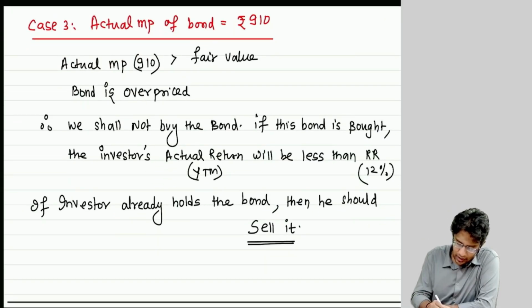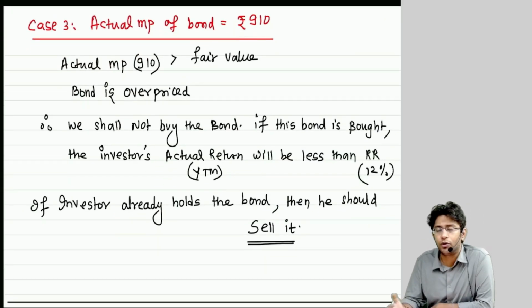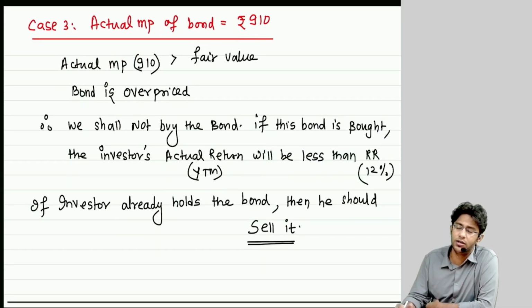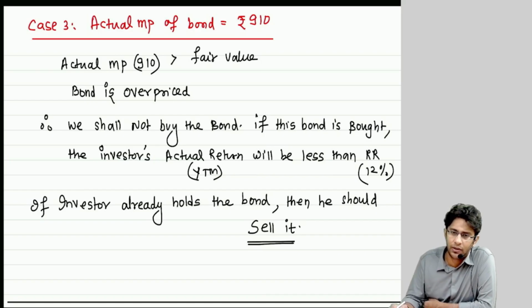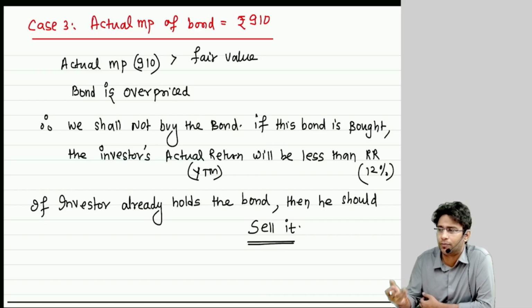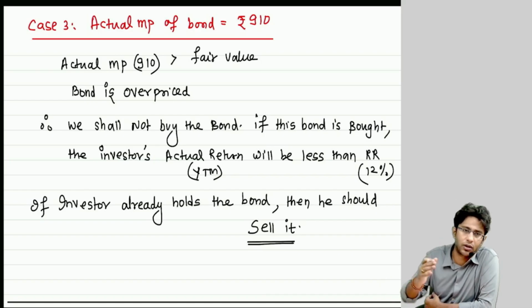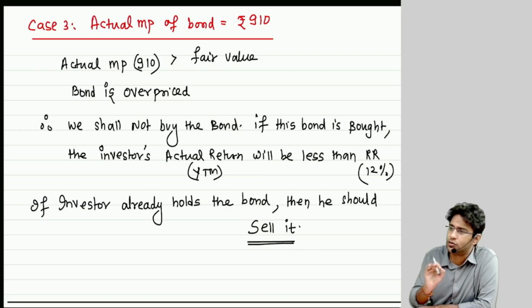Next. If the actual market price is 910, which is more than 893, it means the bond is overpriced. If you buy this bond, what will happen? You will definitely get a return, there is no doubt, but that return will be less than your required return. The ideal answer is you should not buy. If you already have this bond, sell the bond.